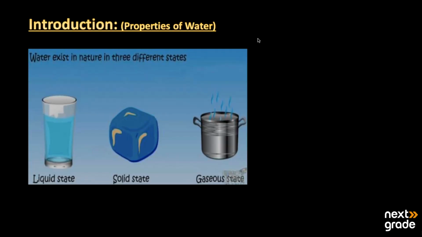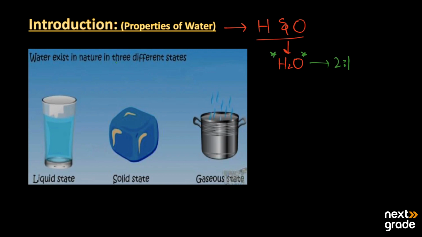So, the topic that we will discuss today is the properties of water. Let's have a look at the main properties of water. The first thing is that water is composed of two elements: the first is hydrogen and the second is oxygen. Its formula is H2O, consisting of hydrogen and oxygen. One atom of oxygen is present and two atoms of hydrogen, so the ratio is 2:1.